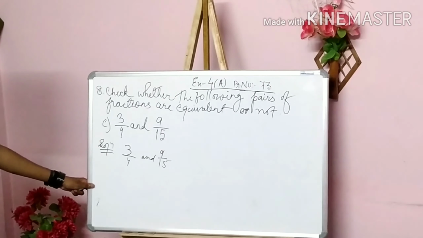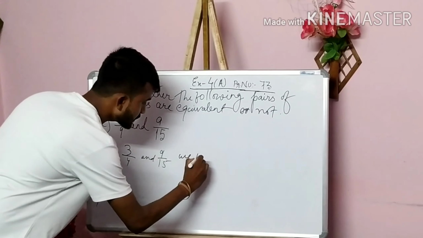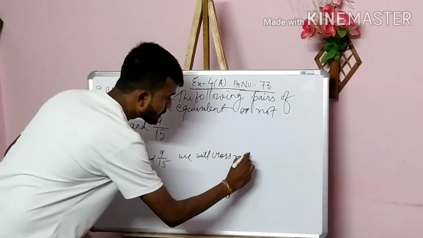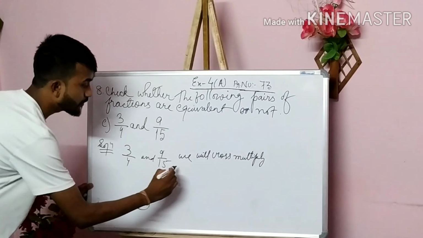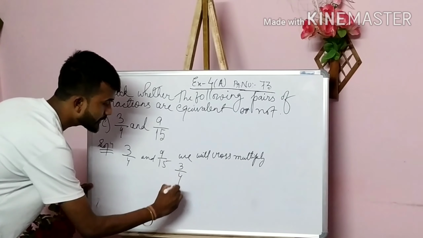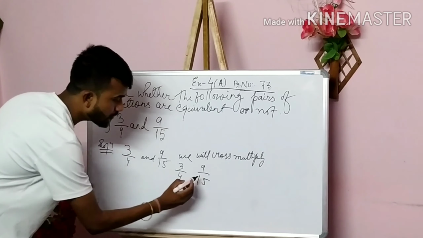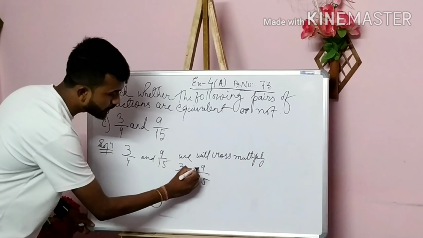What am I going to do? Just cross multiply. After cross multiplying, what will we get? 3 by 4 I will write here, and 9 by 15 I will write here. Now multiply: 15 into 3 I will multiply. Again, 4 into 9 I will multiply.